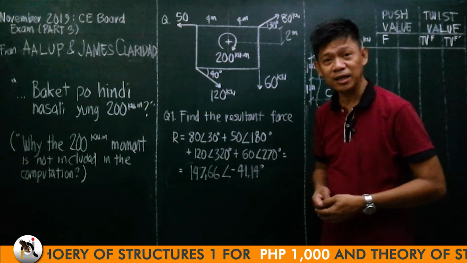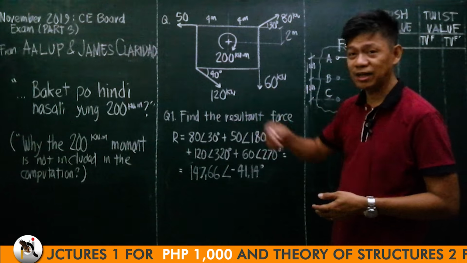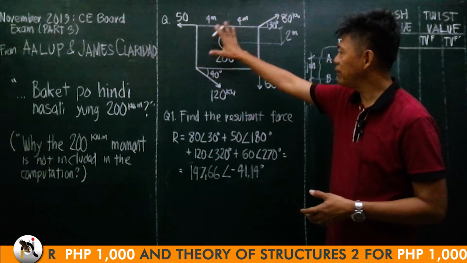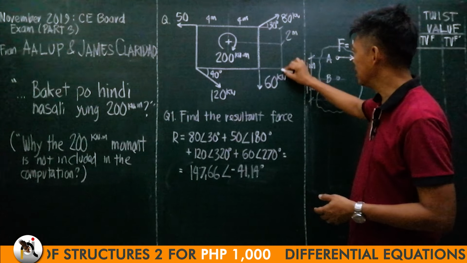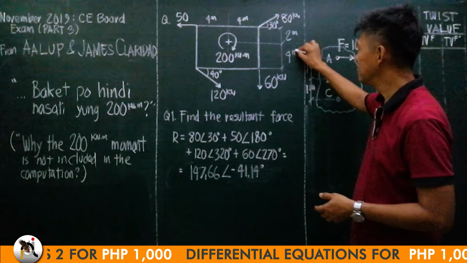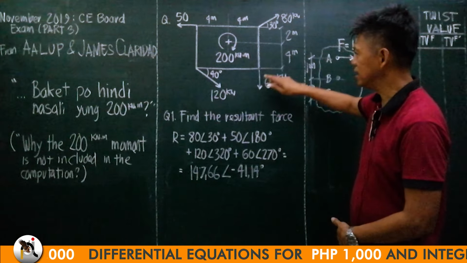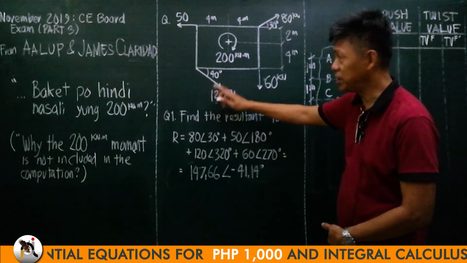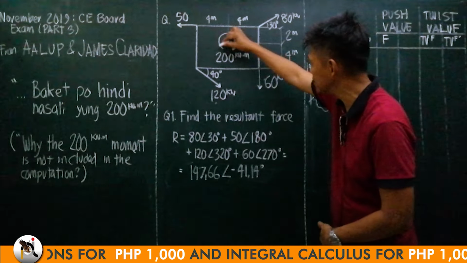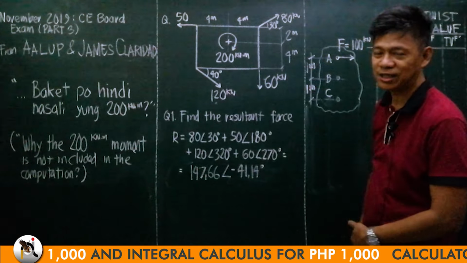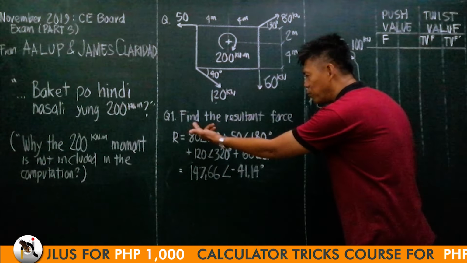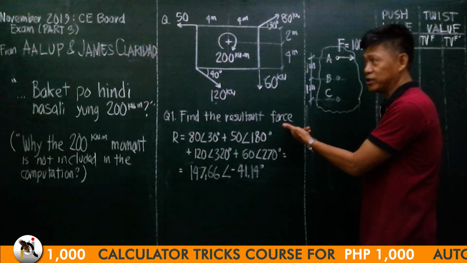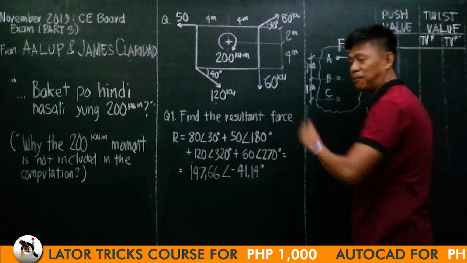Let us go back a little bit to our solution in that clip. Now, we have here this object being acted upon by these four forces, 50, 80, 60, and 120, with a specified direction, and this moment of 200 kN. Now, we were asked to find the resultant force of this system.